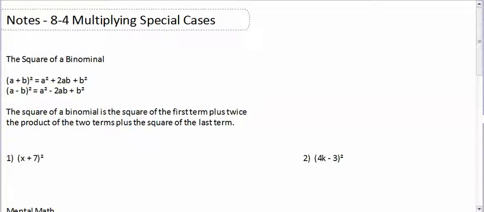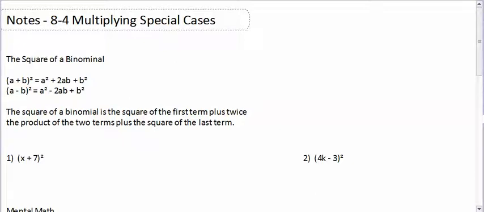Okay, the definition. The square of a binomial is the square of the first term plus twice the product of the two terms plus the square of the last term. Okay, so that's a lot of words. Sure, you don't know what they mean yet, but once we do a couple of them, hopefully you can kind of see what's going on. So you might want to pause it, copy down those definitions, and then start it again in just a second after you copy down the definition.